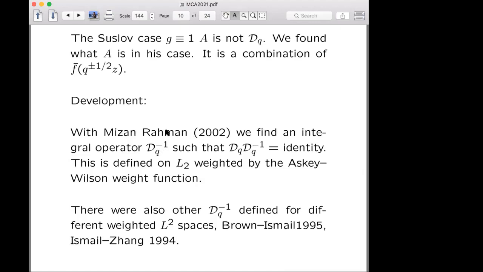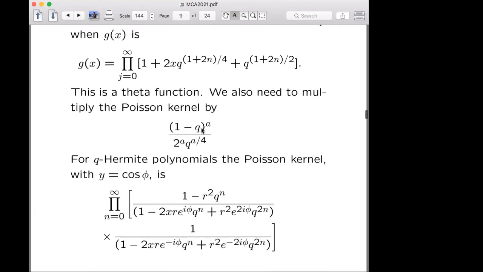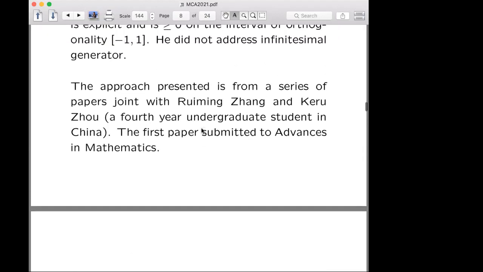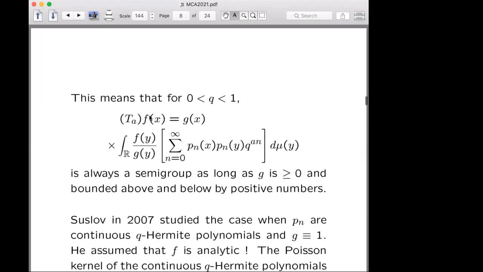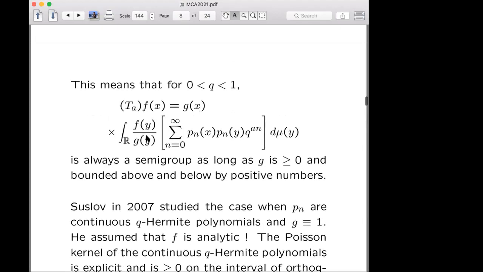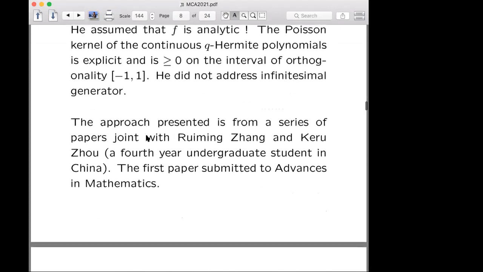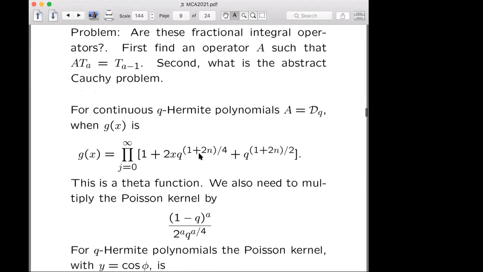But Rahman, of course, was a wizard at these things. So he computed the kernel. You can identify the operator, the Dq inverse, as an integral operator, and we computed the kernel. And the kernel was exactly this thing with the G, given by this G. So this is in the paper with Rahman.